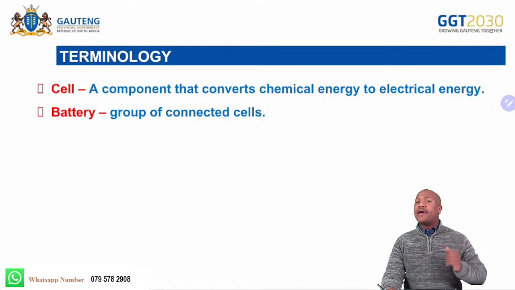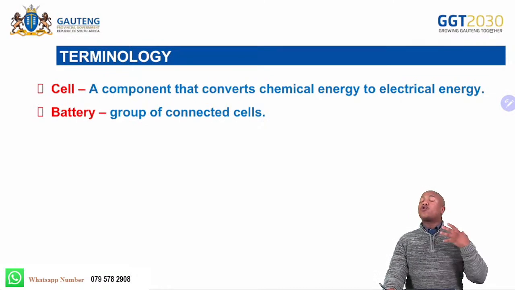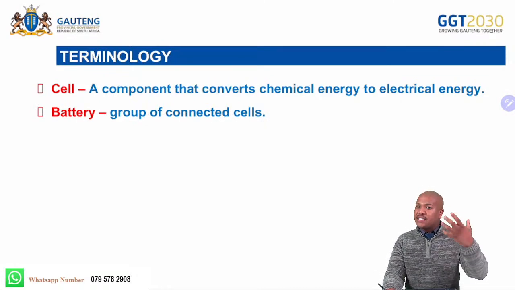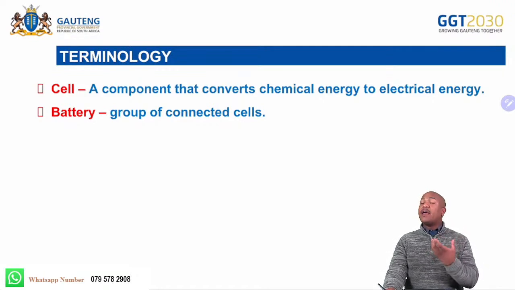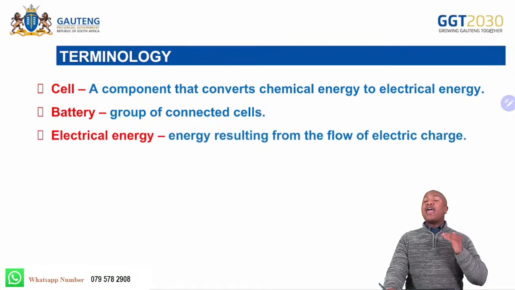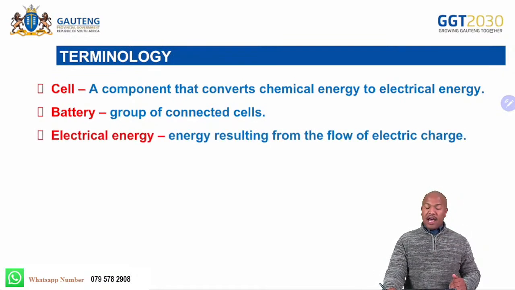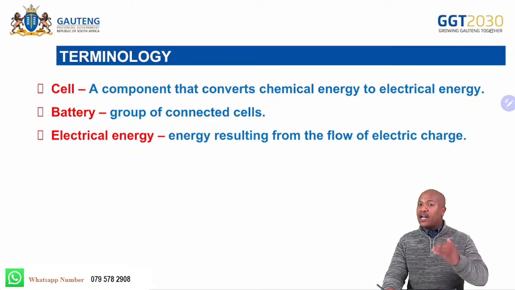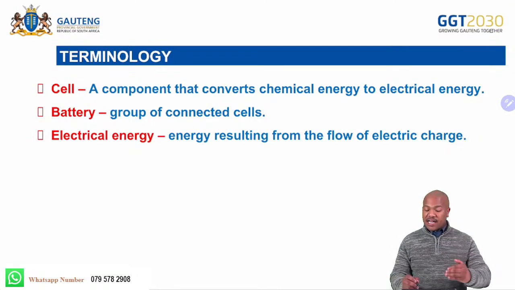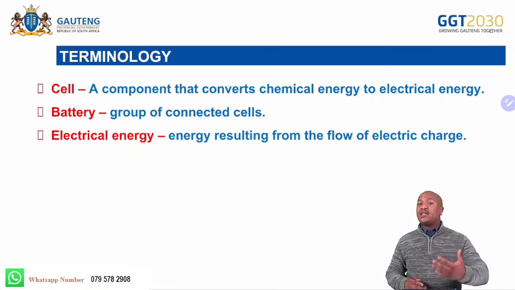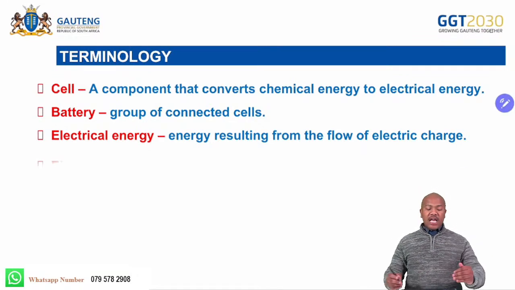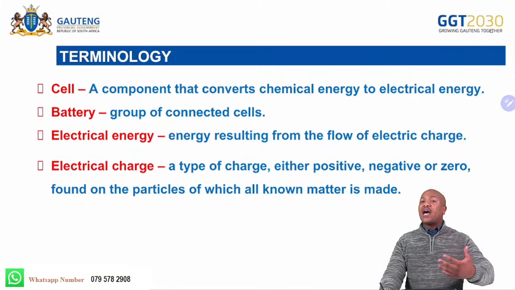We also have battery. What is a battery? A battery is a group of connected cells, right? So when you have 2 or more cells, you now have a battery. Number 3, we have electrical energy. And define electrical energy as energy resulting from the flow of electric charge. We also have what? Electrical charge.